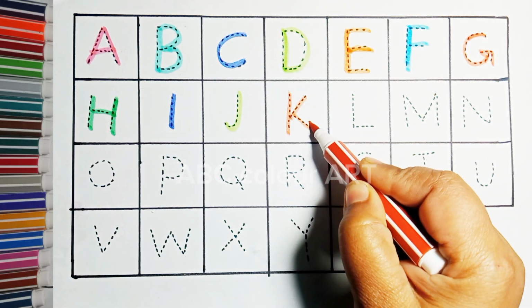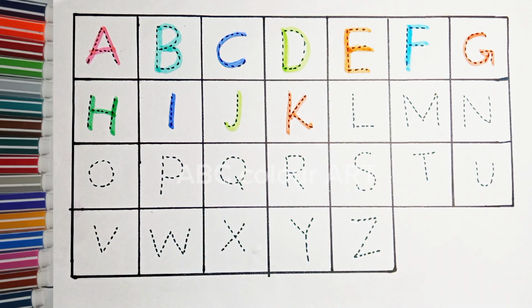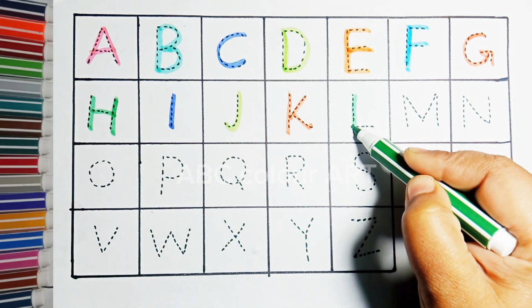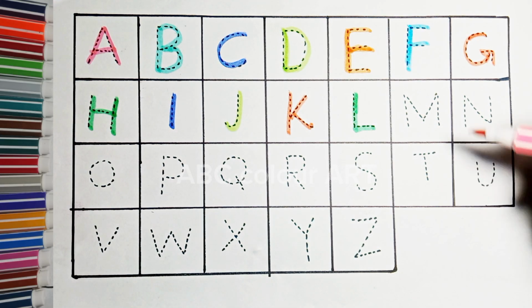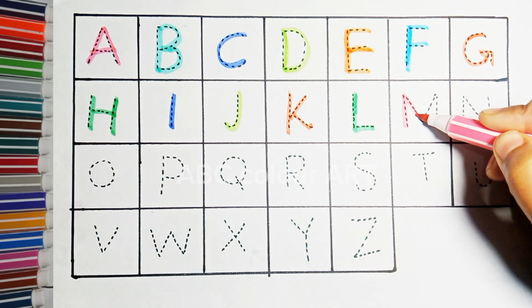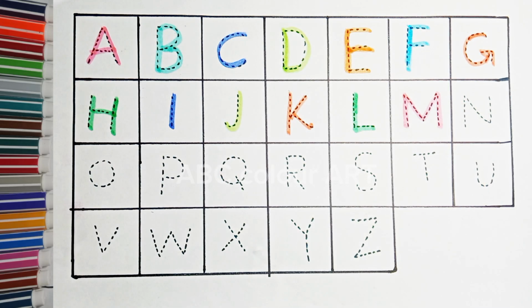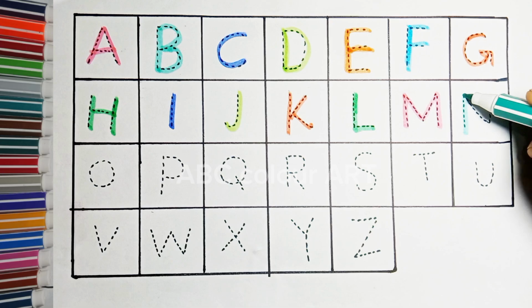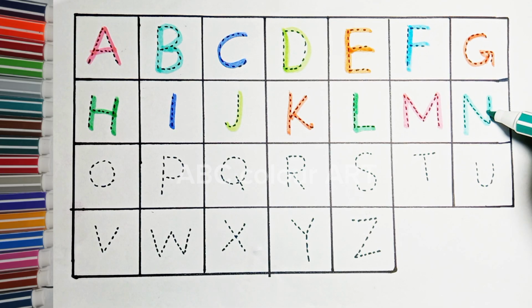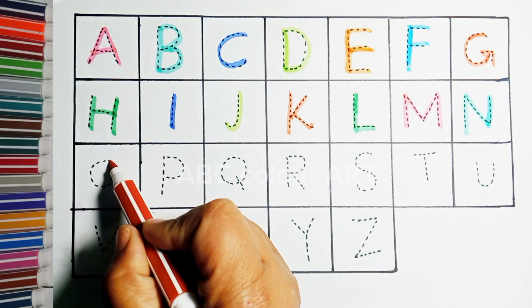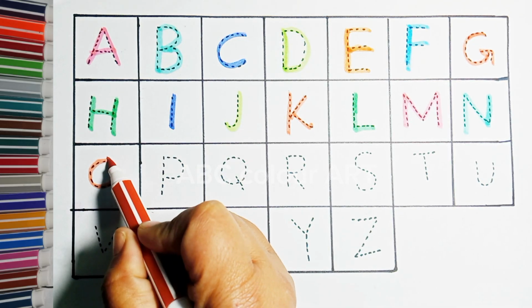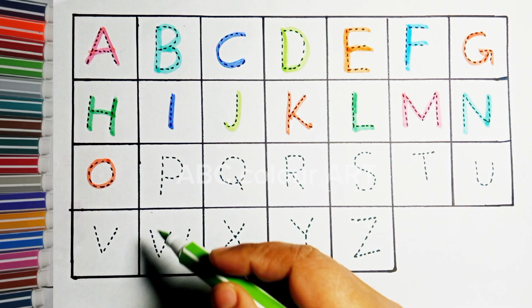K is for king. L is for lemon. M is for monkey. N is for nest. O is for orange.